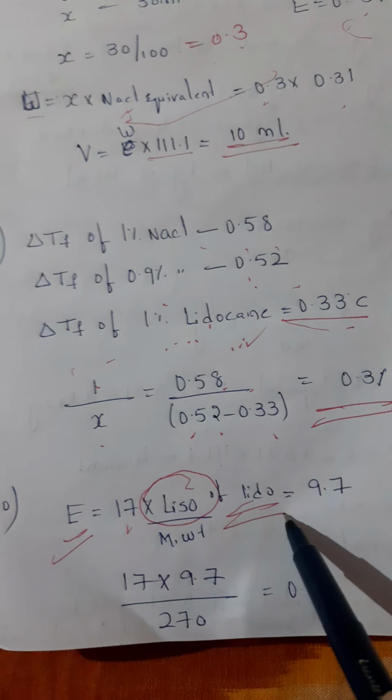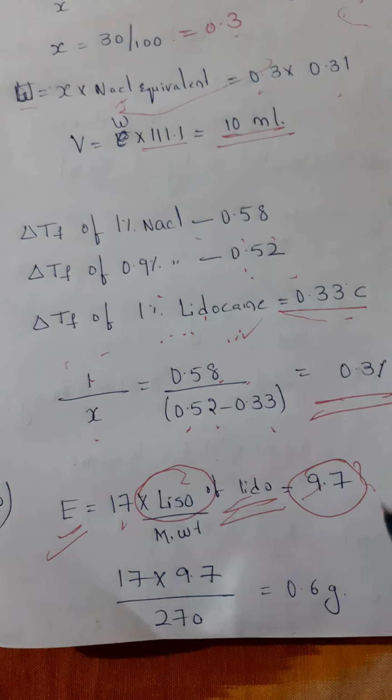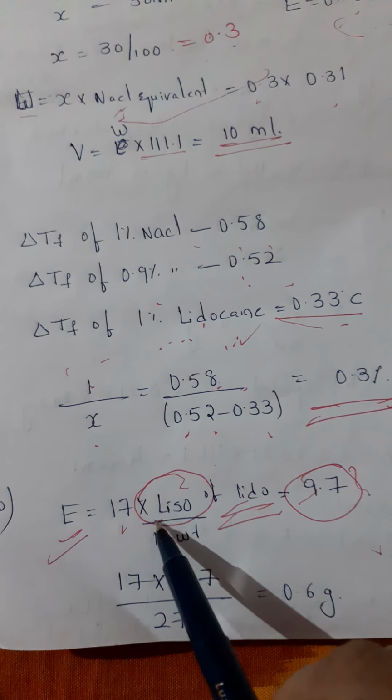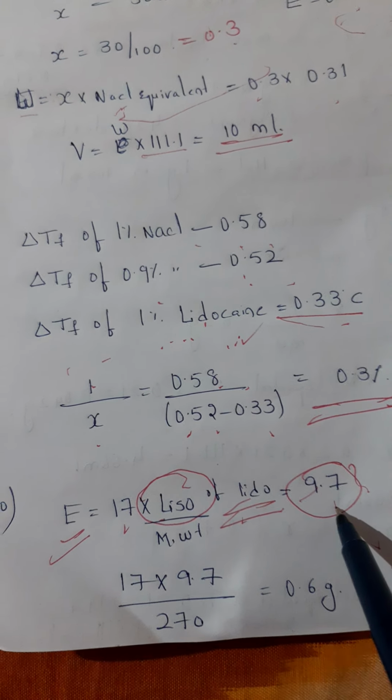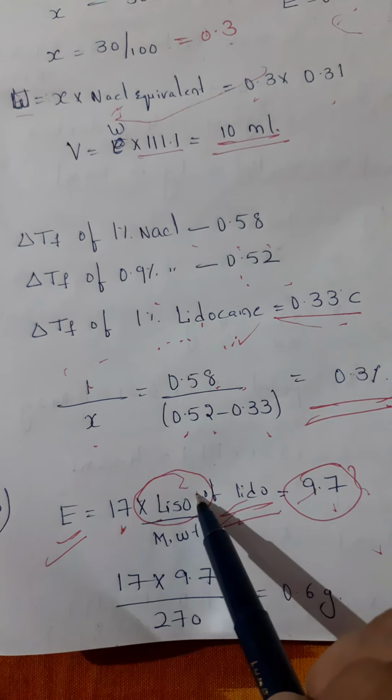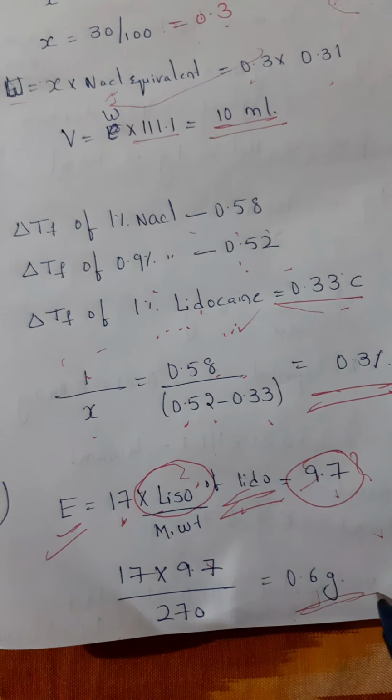Tenth, the sodium chloride equivalent method. E is equal to 17 into L-iso divided by molecular weight. The L-iso value should be of lidocaine. Without this value, how can we calculate? The L-iso value of lidocaine is equal to 9.7. So 17 into 9.7 by the molecular weight is equal to 0.6 grams.